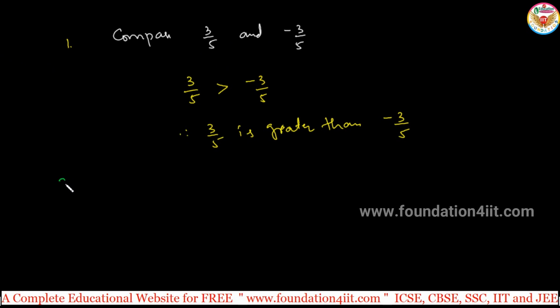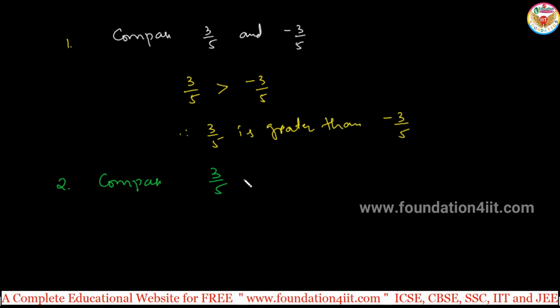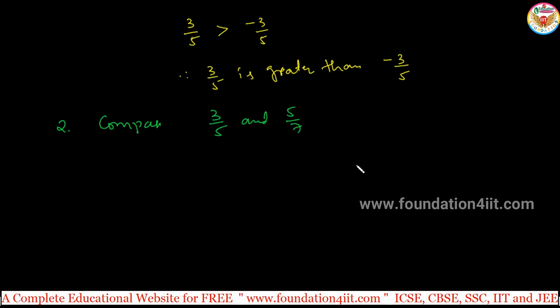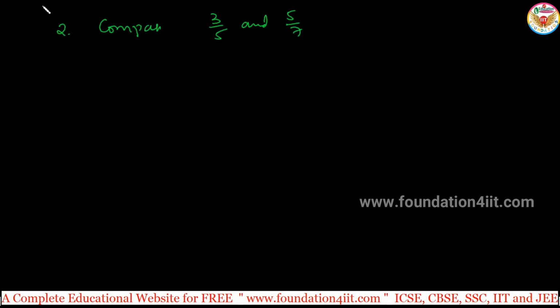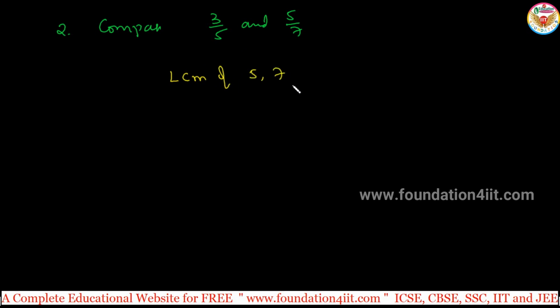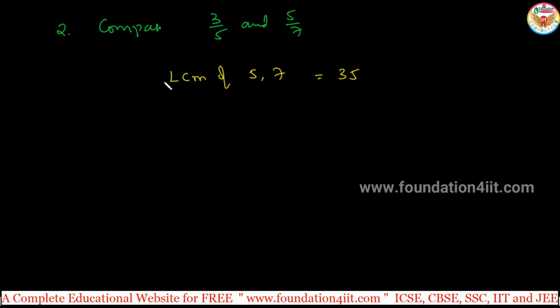And in case both are positive, like compare 3 by 5 and 5 by 7, both are positive numbers. Then the first rule is we should make the denominators the same. One of the methods is to take the LCM of the denominators, that is 5 comma 7. The LCM is equal to 35. LCM we already learned in previous classes. The least common multiple of the denominators 5 and 7 is 35.